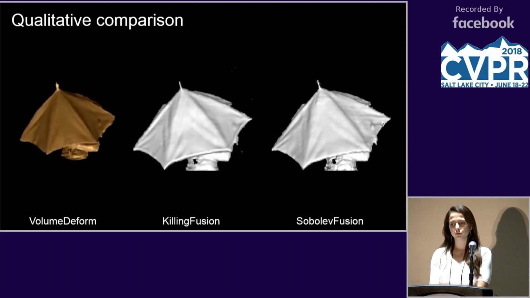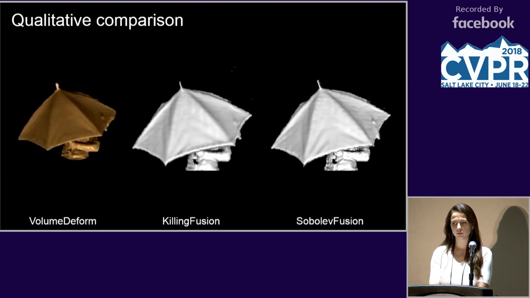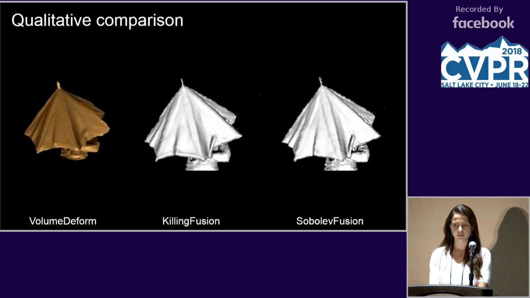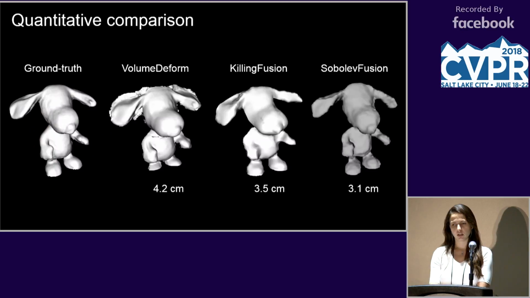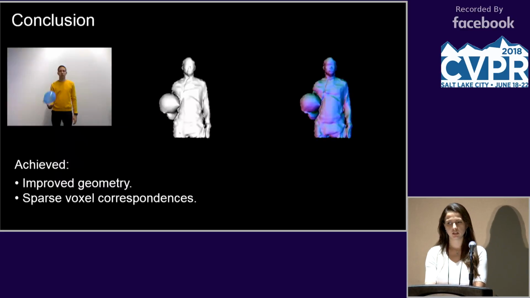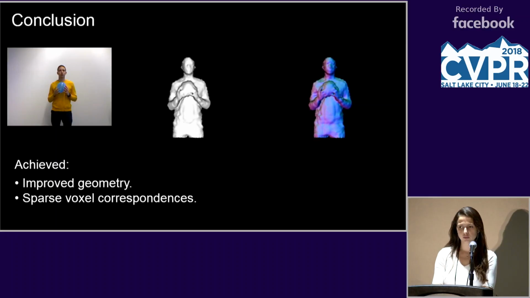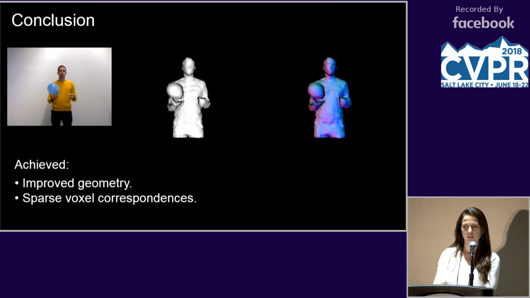Here we see that both VolumeDeform and Killing Fusion tend to fuse the strap into the umbrella surface, while Sobolev Fusion better separates the structure. Finally, quantitative evaluation on ground truth canonical models demonstrates that the improved gradient flow also leads to improved geometry. So we have fulfilled our goals for sharper details and recovering correspondence in level set-based non-rigid reconstruction.